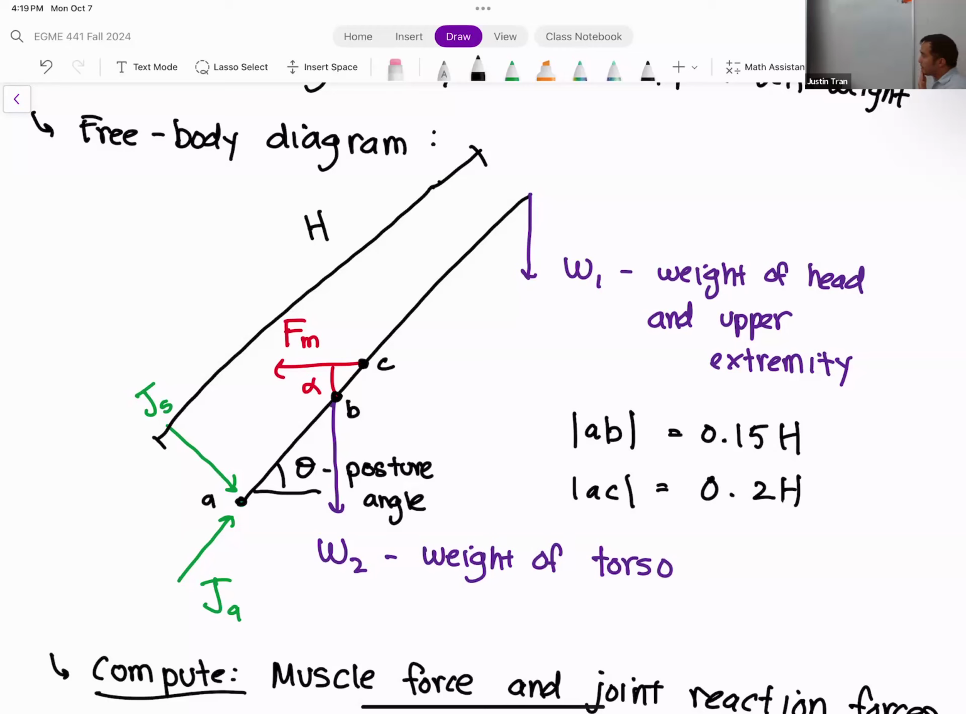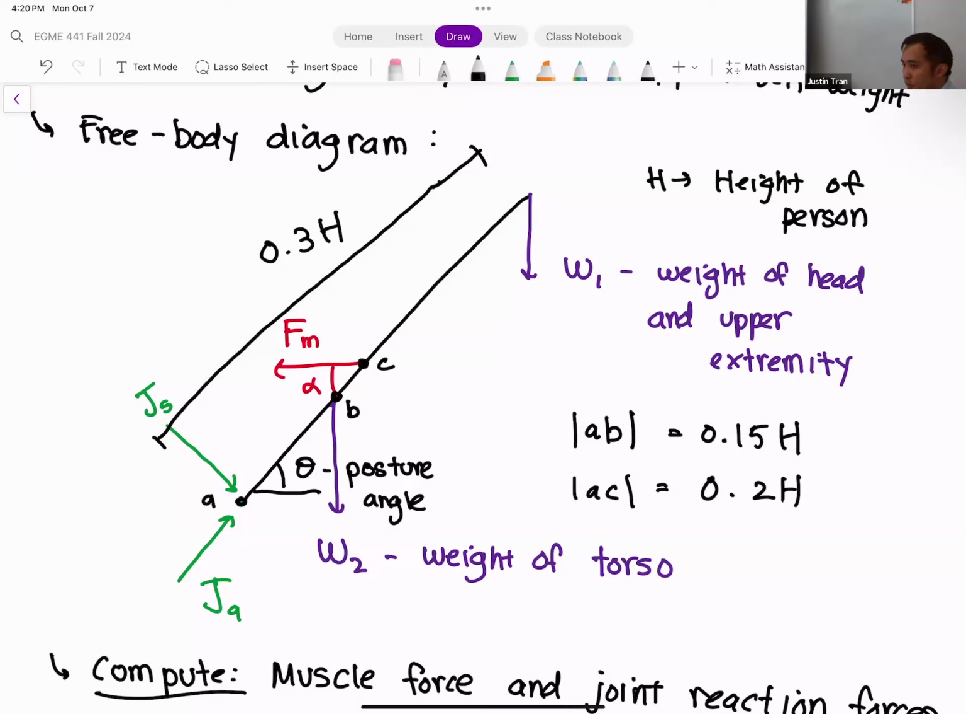And then the overall length, I'm sorry. So H here is actually the height of the person. Sorry about that. So H, height of person. So that includes their lower extremity as well. And so the section of the spine that we're actually looking at here is only going to be 0.3 H. Okay. So the distance from the base of the spine up to where W1 is acting is actually only 30% of H.